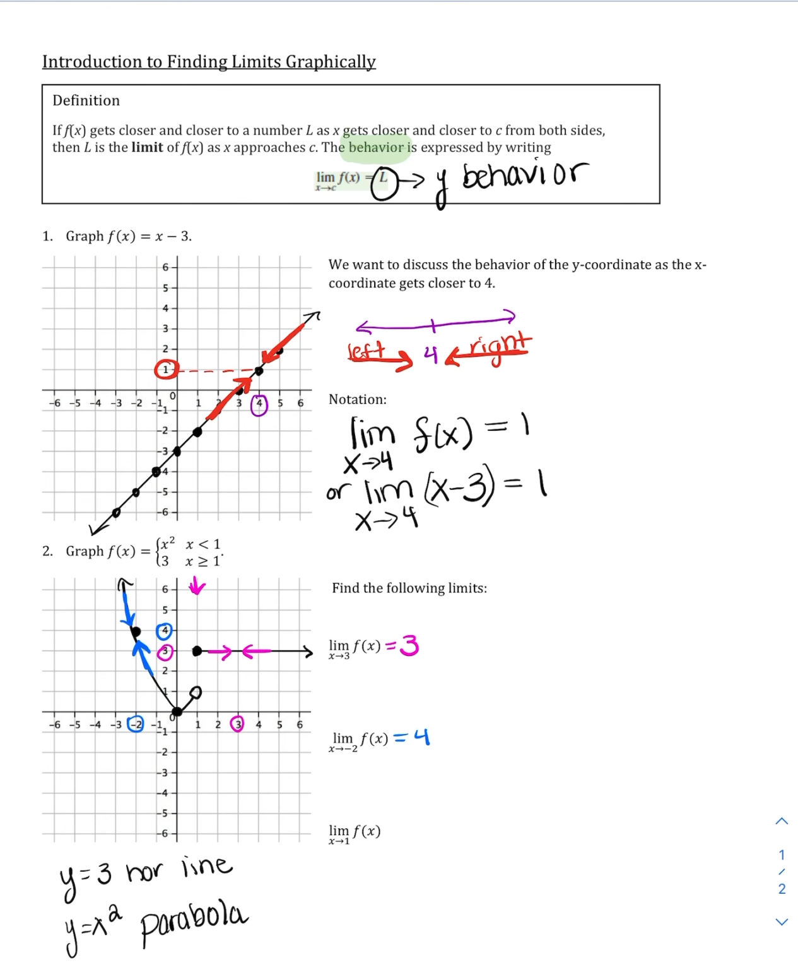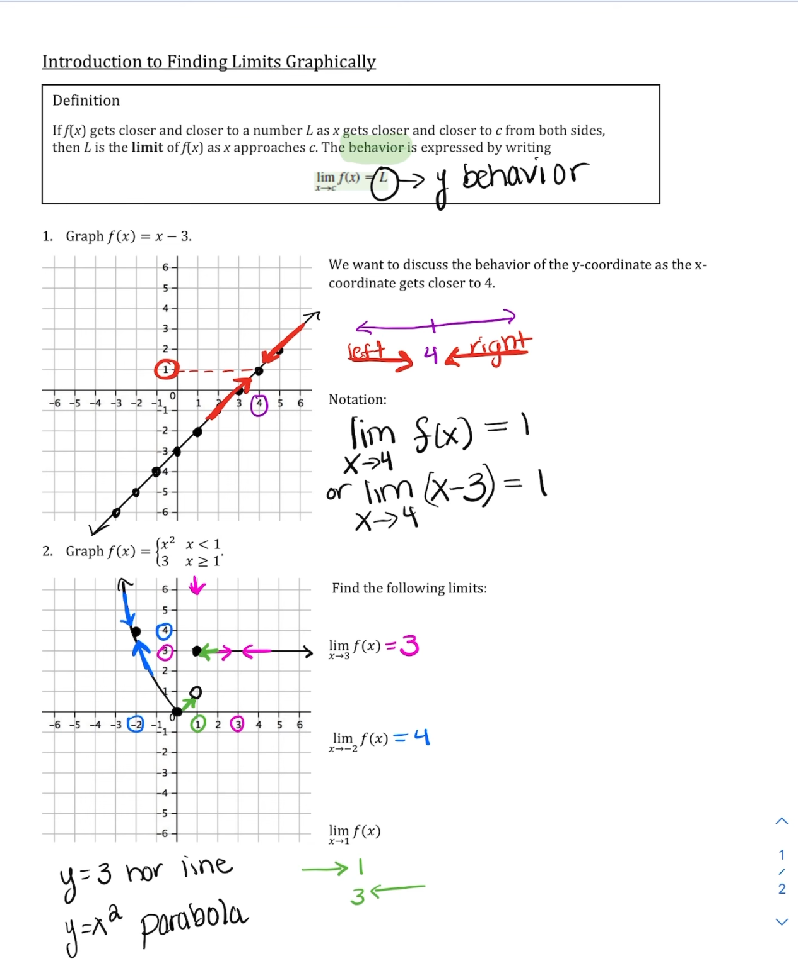So I'm going to go to x equals 1. And as I'm approaching from the left, I'm actually on the parabola here. So I'm approaching from the left, I'm on the parabola. But as I'm approaching from the right, I'm on the horizontal line. So I'm on two different pieces for x equals 1. So as I'm approaching from the left, my y's are approaching 1. But as I'm approaching from the right, my y's are approaching 3.